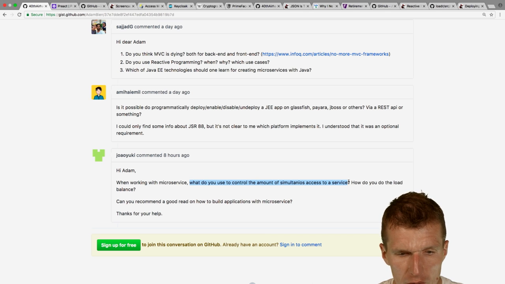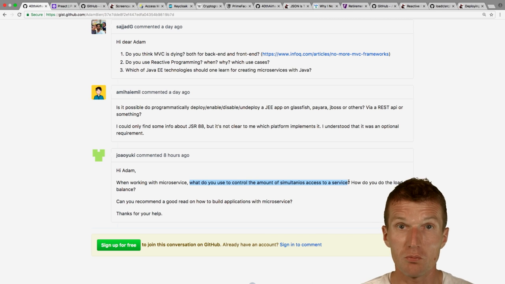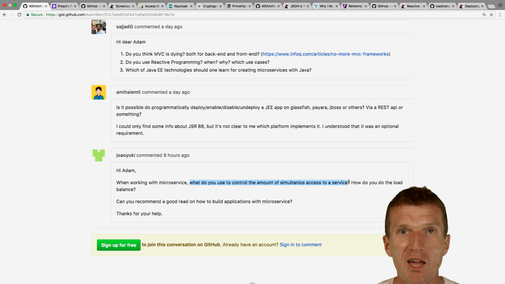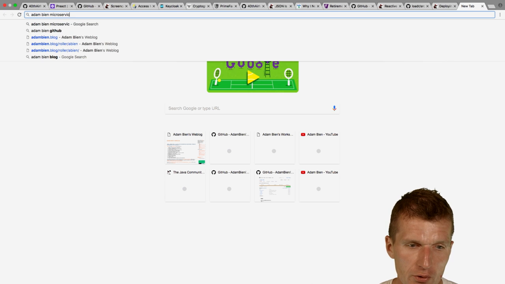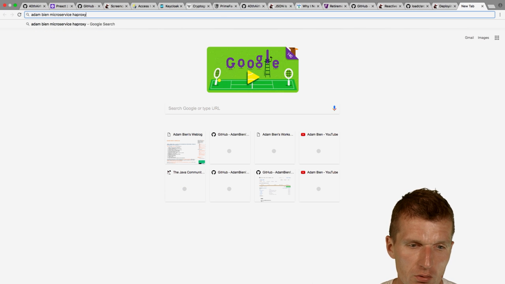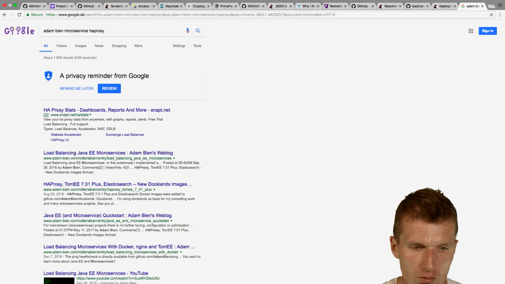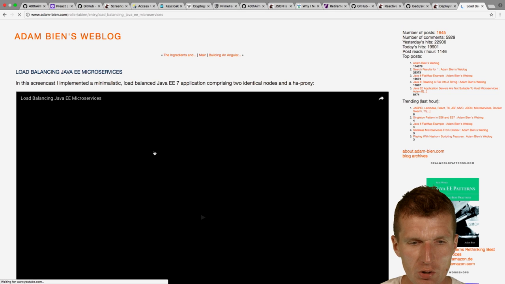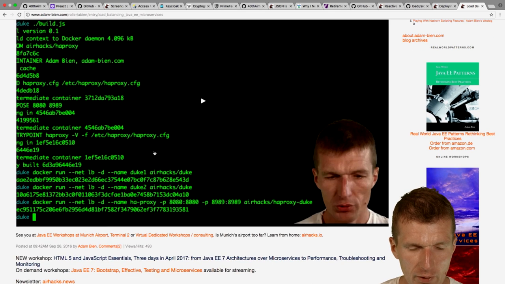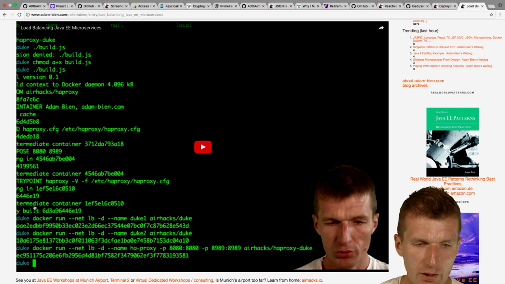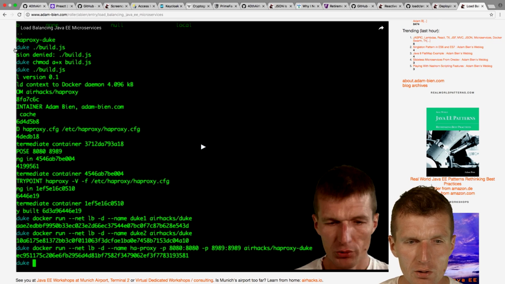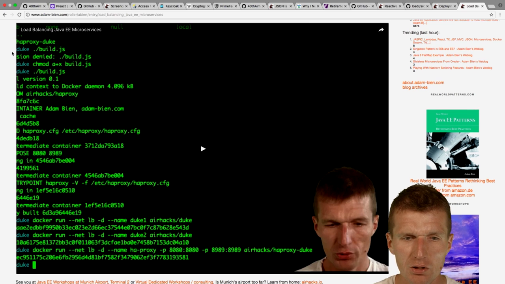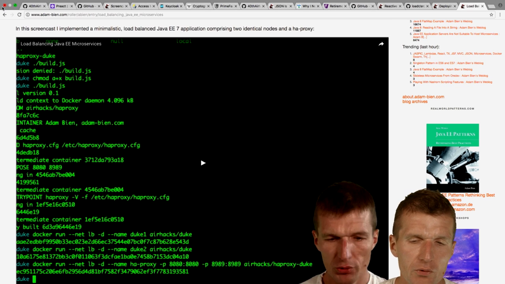How do you do the load balancing? Perfect questions today. With Nginx or HAProxy, look at my Docklands repository. So first, adam-bien microservice HAProxy. Load balancing Java microservices is a nice screencast, probably 5 to 10 minutes, where I implemented it on the fly. So there's a load balancing framework, you can look at this. And I guess I also did it in the microservices workshop. So take a look at that.